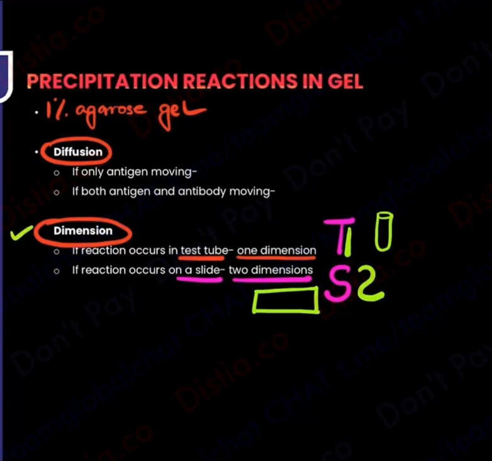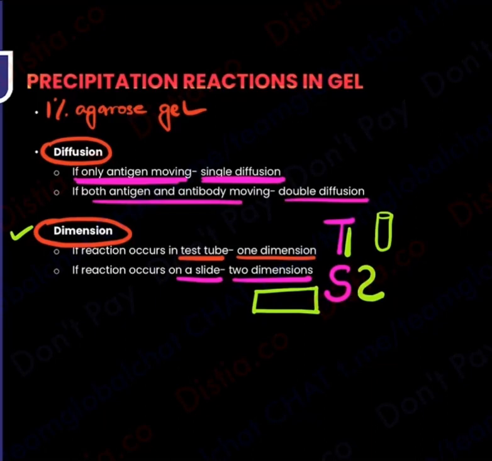What is diffusion? Single diffusion. What is single diffusion? When only one thing is moving. For example, if this is an antigen and an antibody, and only the antigen is moving, one person is diffusing, so this is single diffusion. If antigen and antibody both start moving, that is known as double diffusion. So remember, if one is moving, single diffusion; if both are moving, double diffusion. You've understood the meanings of diffusions and dimensions. Let's do a very quick recap. Test tube means which dimension? 1 dimension. Slide means 2 dimensions. If only antigen is diffusing, single diffusion. If antigen and antibody both are diffusing, double diffusion.